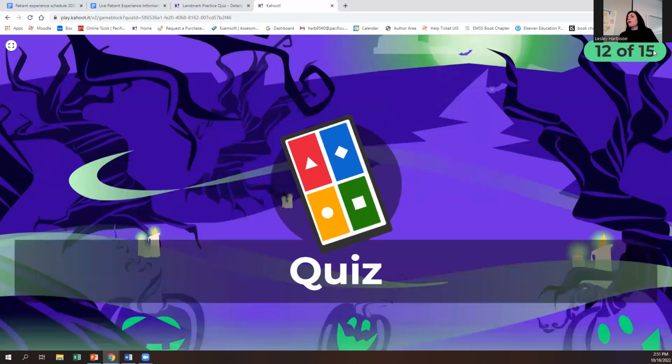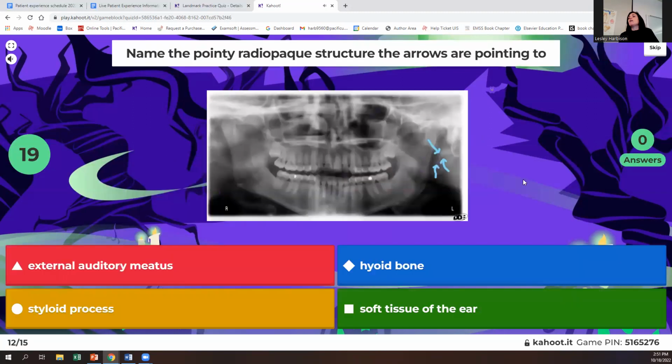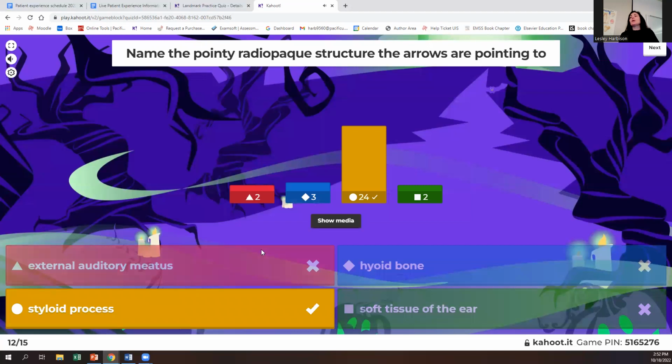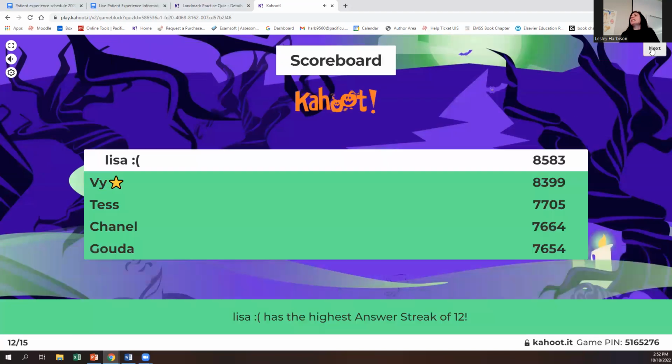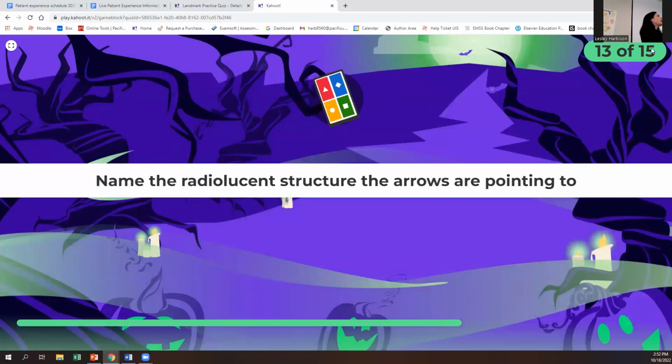Okay. Name the pointy radiographic structure the arrow is pointing to. So this is hard to see, I realize, but it's pointy. It's kind of in this area. See how it's sandwiching it over in this area. It'd be over here as well. Pointy. Trying to give some clues. Styloid process. Good job. It'll be more clear on the exam software.